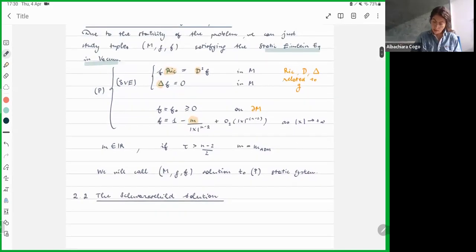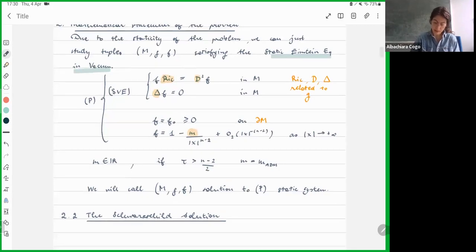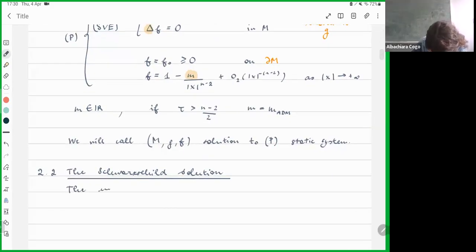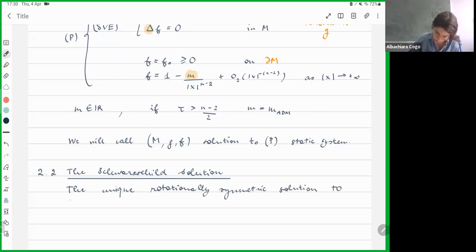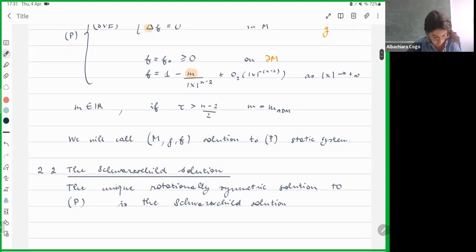And if one wants to impose from the beginning rotational symmetry, and one tries to solve this system of PDEs, one can find the Schwarzschild solution. So actually, we have that the unique rotationally symmetric solution, unique up to fixing the mass, is the Schwarzschild solution. So it's actually the unique solution to the problem because we have to fix the mass, namely this decay at infinity. So it's a Schwarzschild solution of mass m.